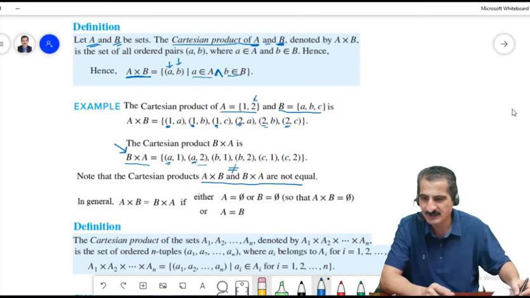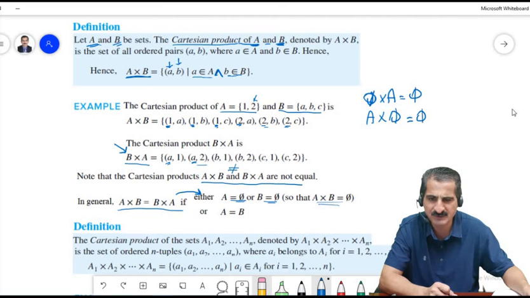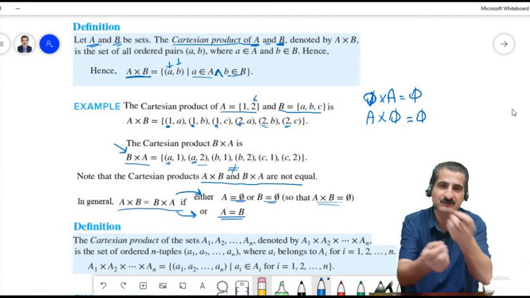But there are some cases where A cross B equals B cross A. One case is when one of the sets is empty. That's because if one of the sets is empty, then the cross product is empty. I mean here, phi, the empty set, cross any set, we will just have phi. Or any set cross phi, again we will have the empty set. And the other case where A cross B is B cross A is whenever A and B are the same set, so it does not matter that the places of the elements change because they come from the same set.